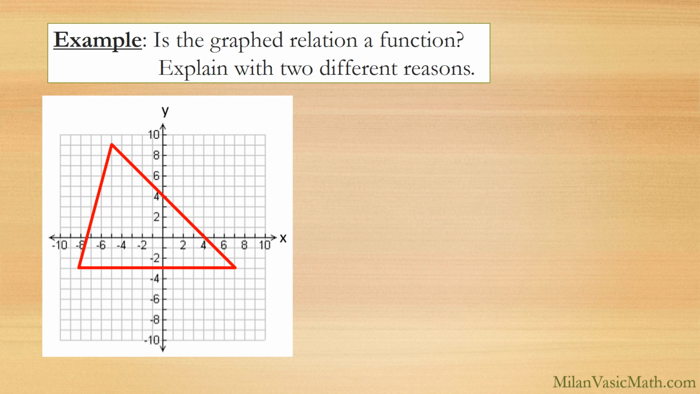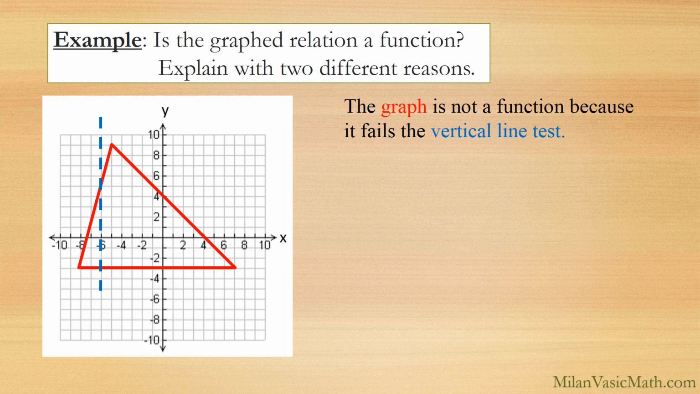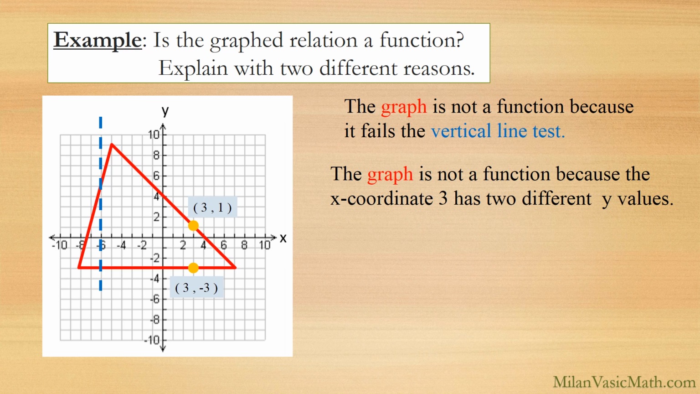Is the graphed relation a function? Explain with two different reasons. Well, since it's a graph, we can use the vertical line test, and we could see that it is not a function because it fails the vertical line test. And we could also take 2 points from the graph and write their ordered pairs, and we could see that the x value 3 has 2 different outputs, therefore it is not a function.